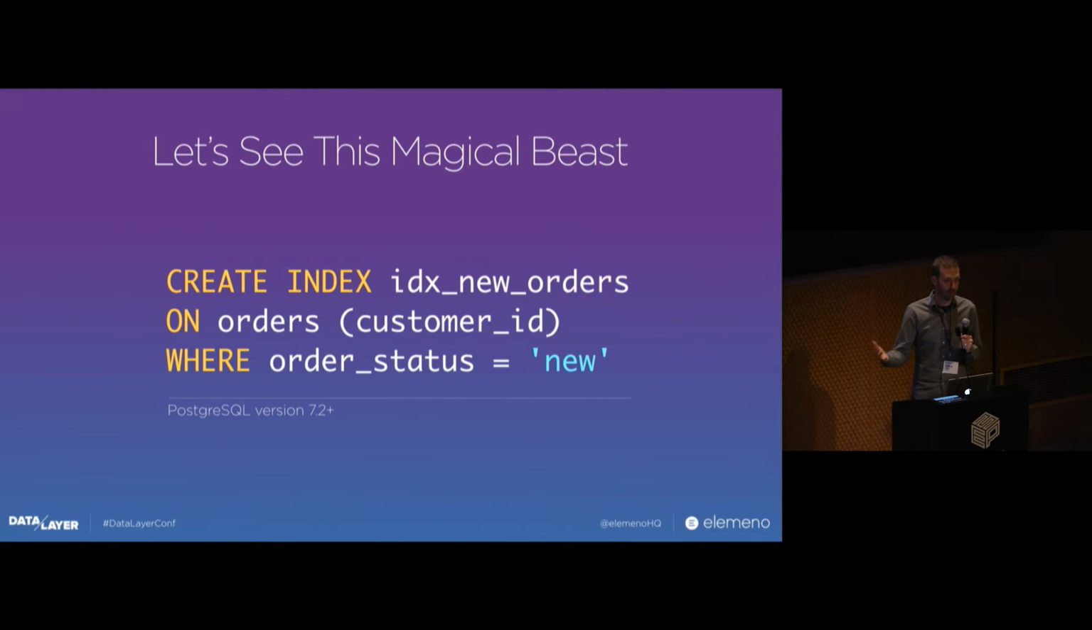Let's say we have a large orders table where we have a variety of different order statuses ranging from new to completed, canceled, shipping, et cetera, et cetera. But we have an application that's only interested in new orders. Well, if we know our application is only going to be interested in a small subset of that data, we can create an index custom tailored to those queries.